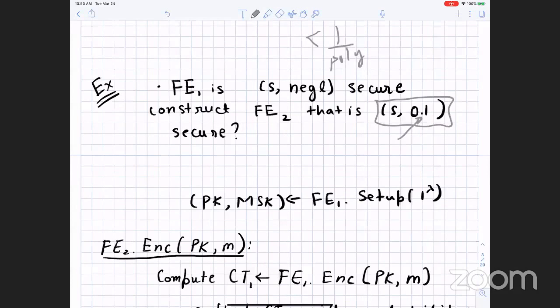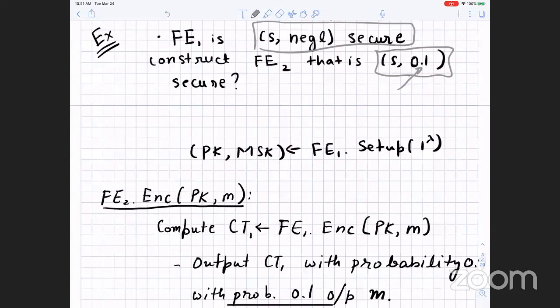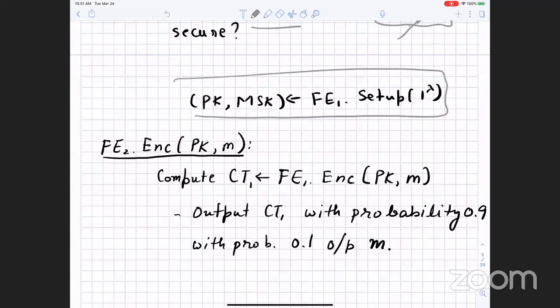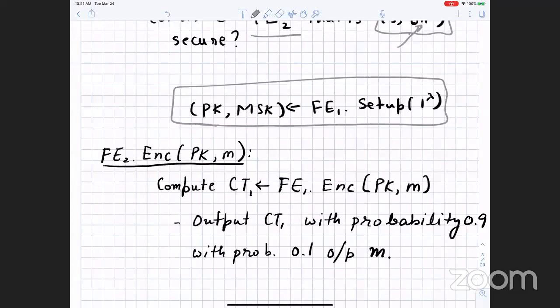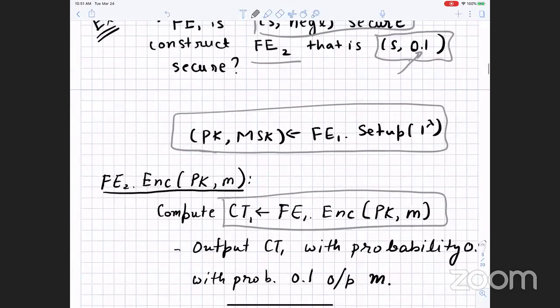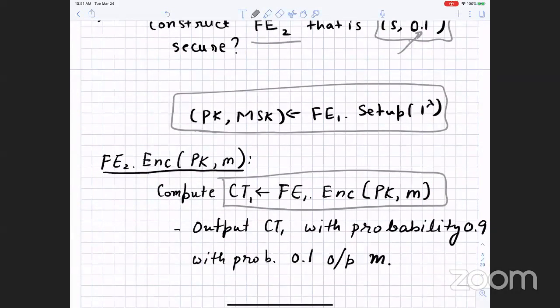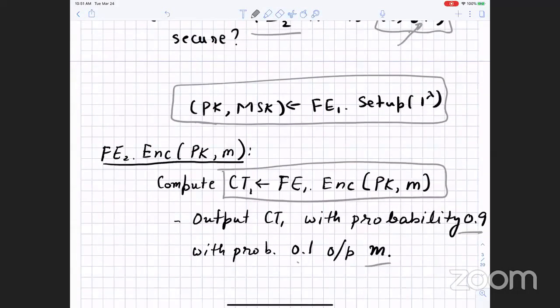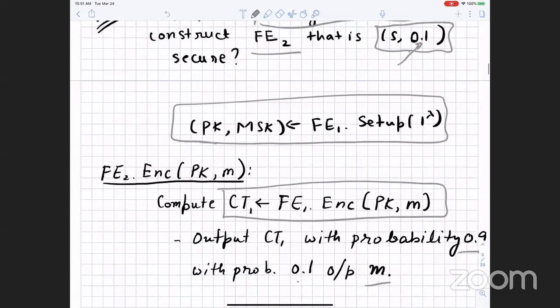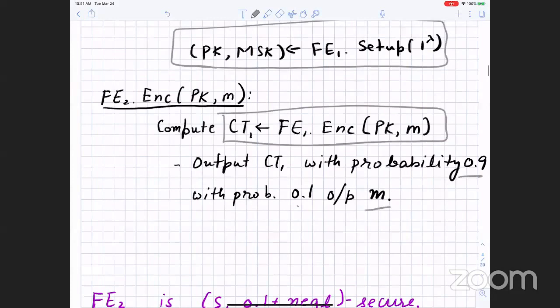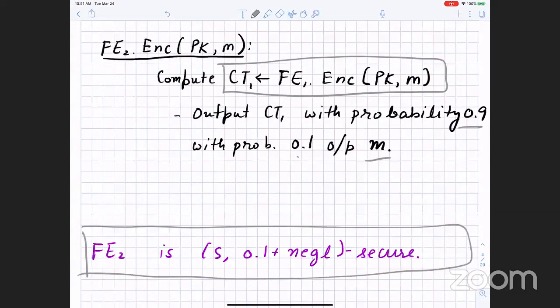In order to build that, we are going to use a fully secure FE scheme, FE1, and then this candidate that we are building, FE2, is going to be really simple. It sets up a public key and master secret key pair from the secure scheme. When encrypting, it generates a ciphertext using the FE1 scheme, the secure candidate, and then outputs this ciphertext with probability 0.9. With probability 0.1, it just outputs the message in the clear. So with probability 0.1 you're leaking the message in the clear, and with probability 0.9 you are revealing a secure ciphertext. This candidate cannot be more secure than advantage 0.1 because it leaks the message in the clear with probability 0.1. In fact, you can write down a proof that it is S, 0.1 plus negligible secure.